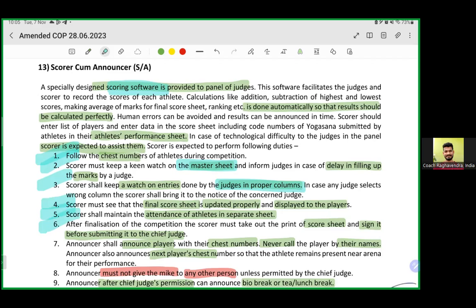After the competition is done, immediately he needs to take the score sheet and print it and take the signatures of all the judges. Not all the judges, the chief judge. All the judges before submitting it to the chief judge.